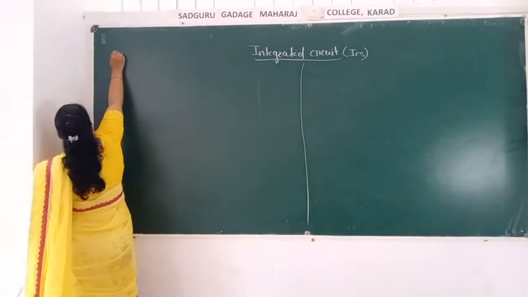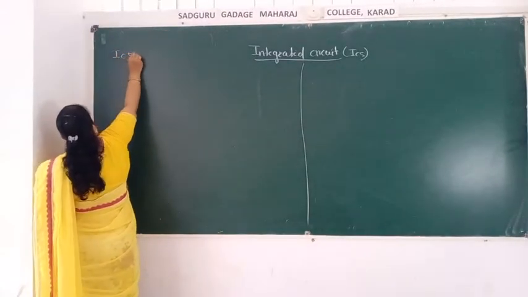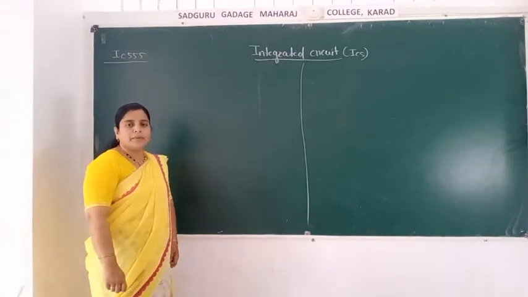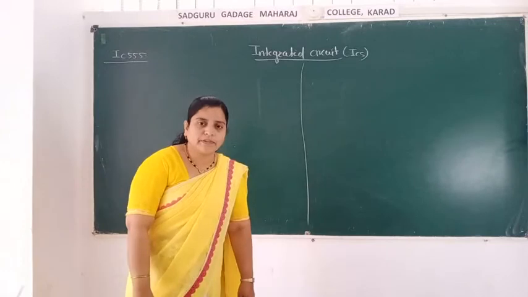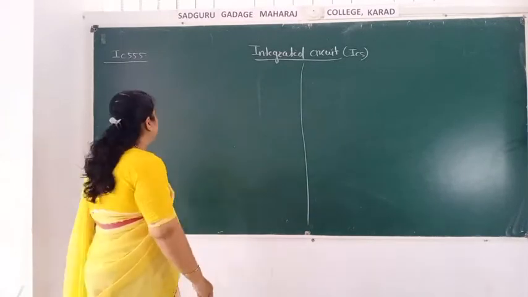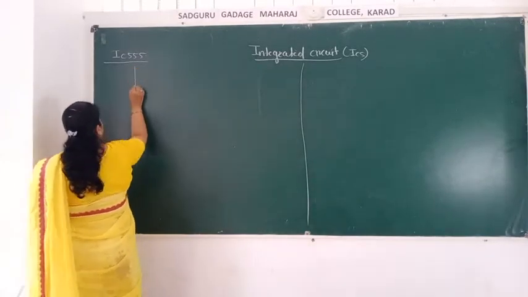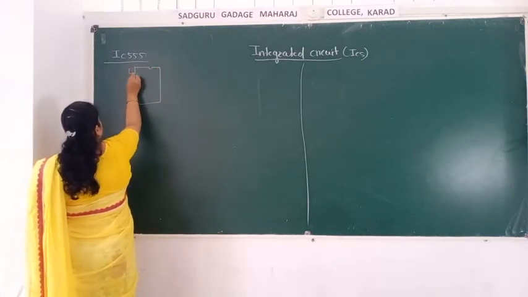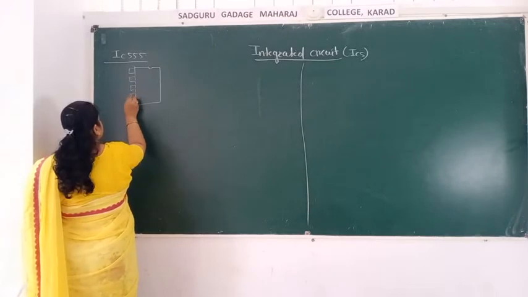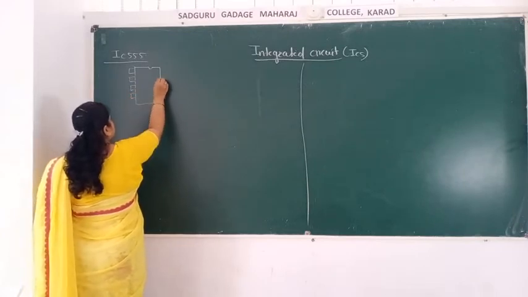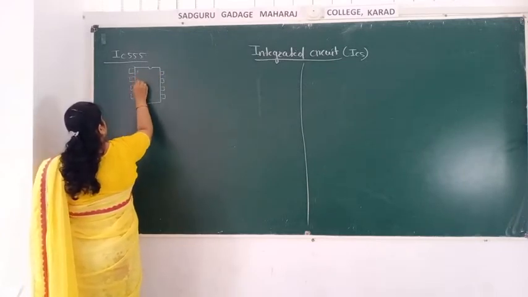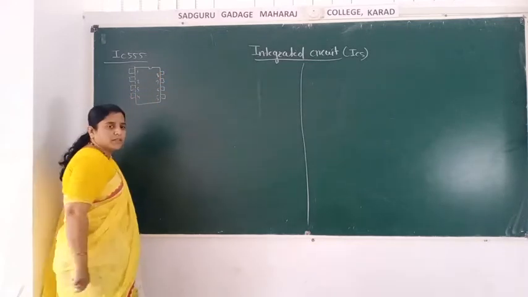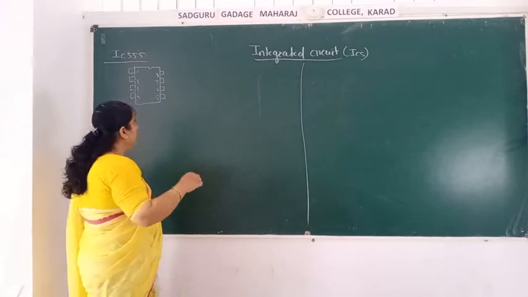What have we seen? IC 555. And how many pins does it have? This IC 555 has 8 pins, and each and every pin has its own function that we have seen. It is 1, 2, 3, 4, 5, 6, 7 and 8. This is the 8 pin IC. So each and every pin has its own function.